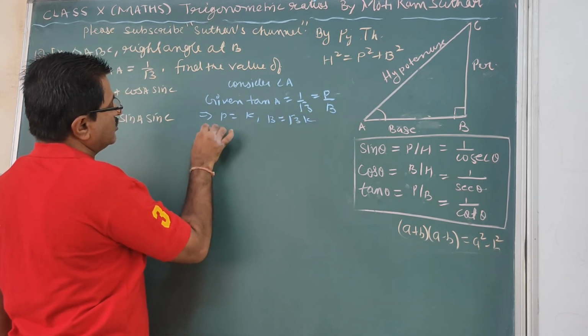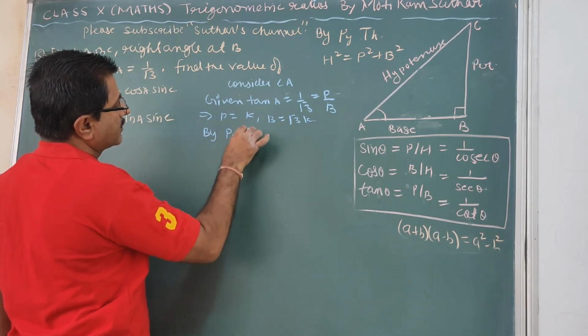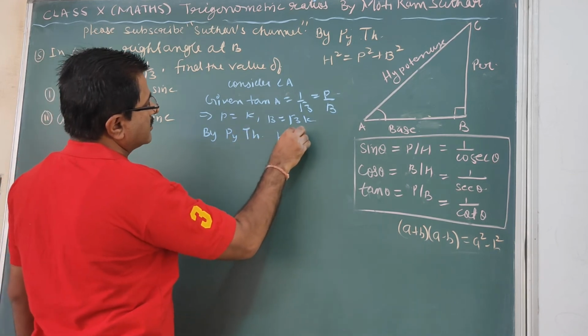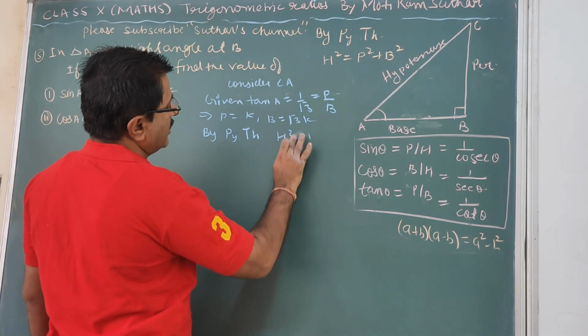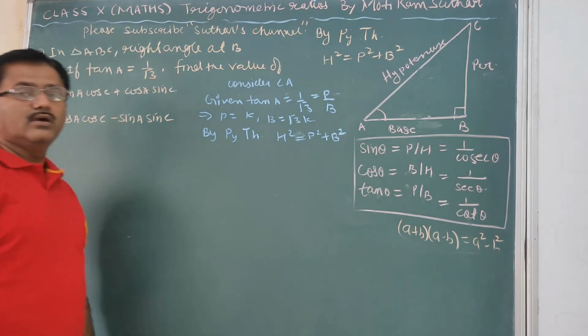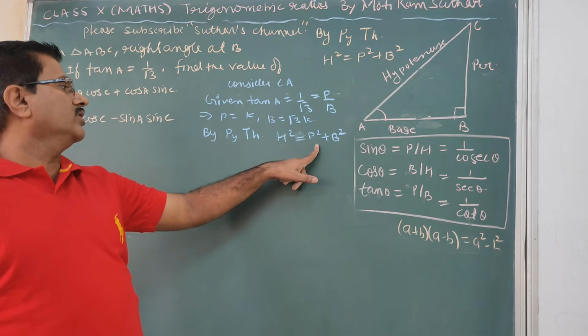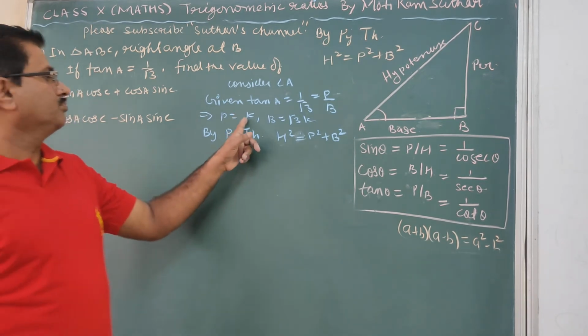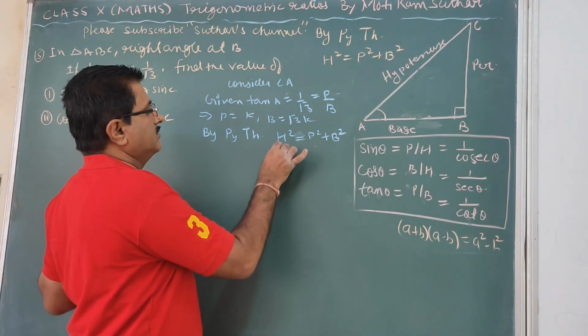So by Pythagoras theorem, you have to find the third side. H square equal to p square plus b square. Hypotenuse square equal to perpendicular square plus base square. So perpendicular and base are given.